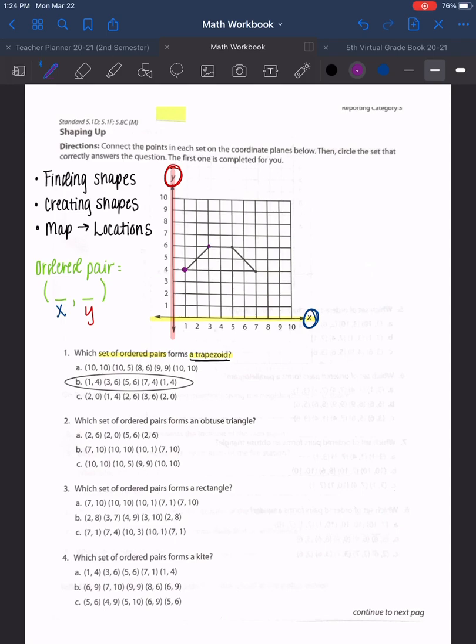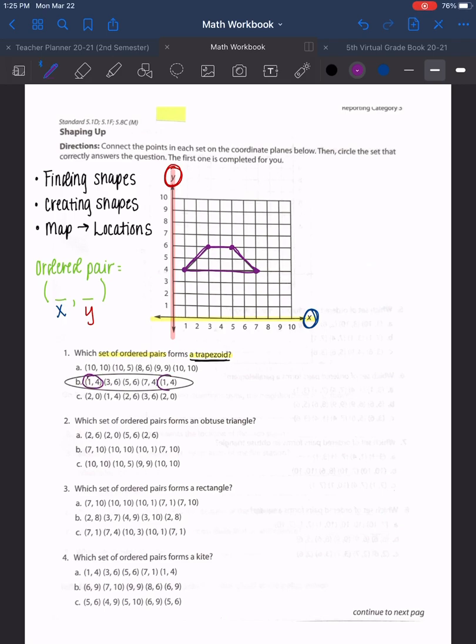Now, I'm going to take the correct answer, the set of ordered pairs, and I'm going to start plotting them. So I've already plotted (1, 4), (3, 6), (5, 6), and (7, 4), and we're going to connect them. So you start by connecting from the first point to the next and the next and the next. You go in order, ordered pairs.